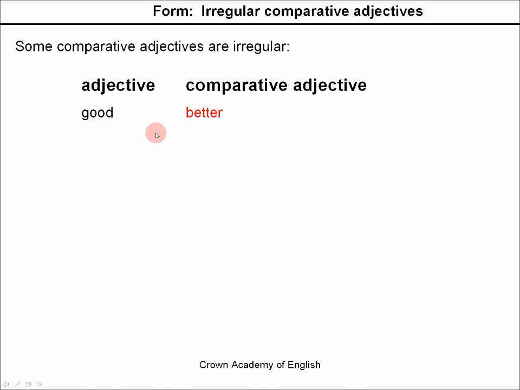So good, the comparative is better. It is not gooder, and it is not more good. It is only better. Bad is worse, not badder, not more bad. And far, we have 2 choices. We can either say further or farther, and the meaning and the use is exactly the same, so we choose.